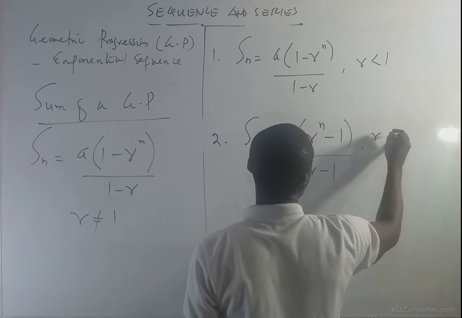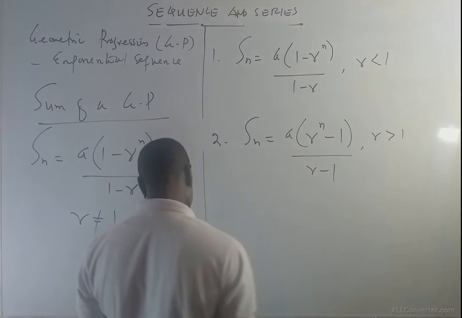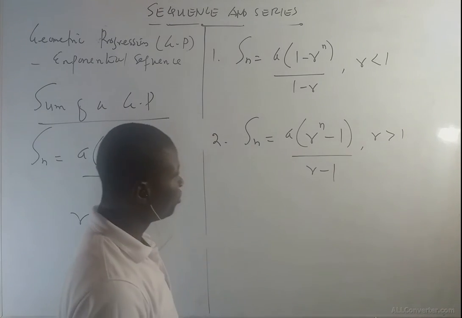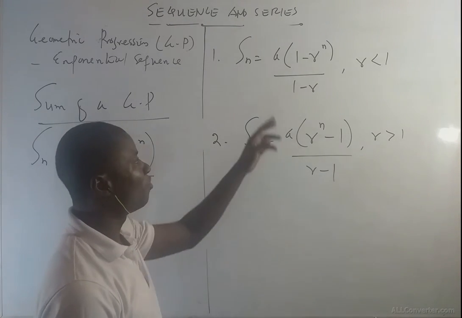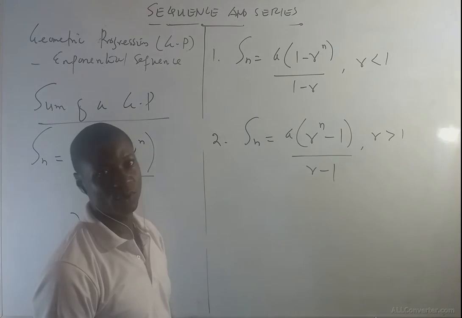Now Fn equals a(r exponent n minus 1) over r minus 1. When r is greater than 1, it's appropriate to use this. But you get the same thing. It's appropriate to also use this. So take note of that. Your common ratio should tell you which of the formulas you're supposed to use.